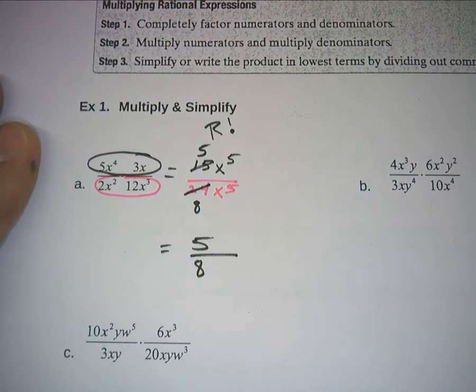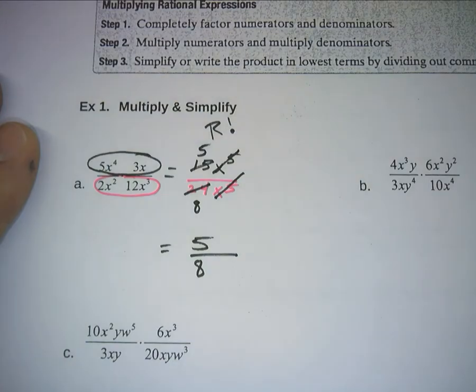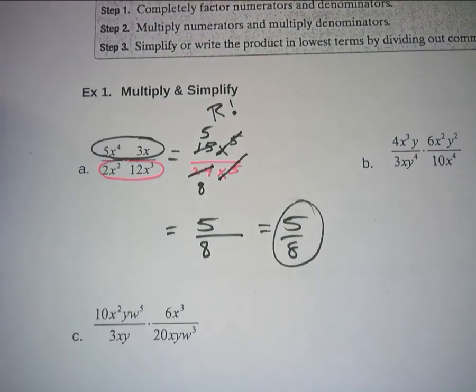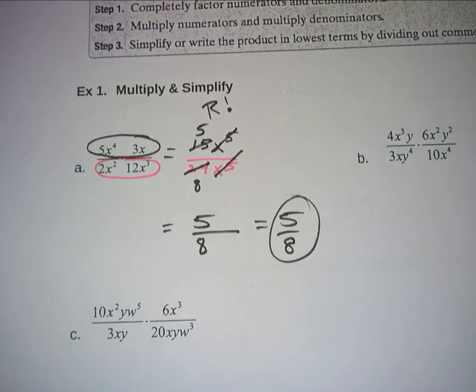And then the x to the 5th over x to the 5th completely reduces, so I have nothing left. I thought we might have some x's there. So the final answer is just 5/8. That's one technique: you multiply across and then reduce.